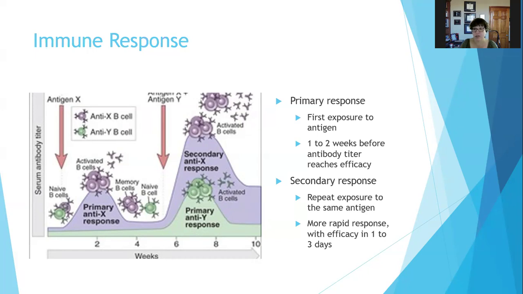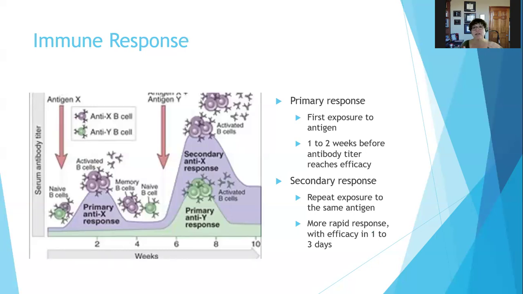The secondary response, so once your body mounted the primary response, develops those antibodies, it saves that information in a B memory cell for the secondary response. So repeat exposure to the same antigen, the immune system flips through its Rolodex of cells and says, "Oh, I've got this one. I know how to make the antibodies for it. Let's do it." So you get a more rapid response. You get efficacy within 1 to 3 days, which is pretty handy. You can develop the antibodies pretty quickly.